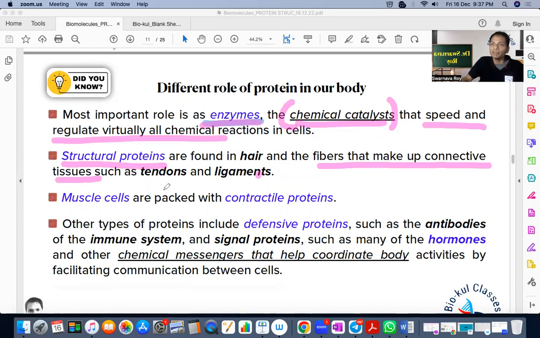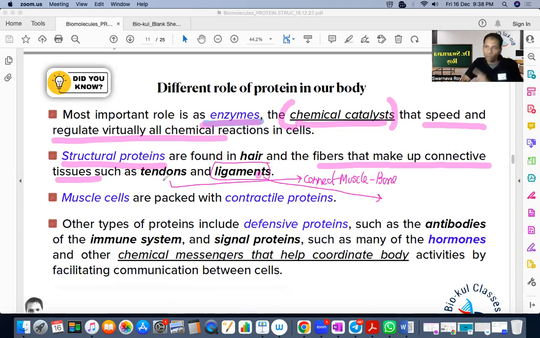What are tendons? Ligaments? Tendons connect muscle to bone. And then we have ligament. Ligament is very elastic. Tendon is non-elastic. Ligament is elastic. It helps to connect bone to bone, right? Between two bones, there is a ligament. It's connecting bone to bone. This is actually also a structural protein, right?